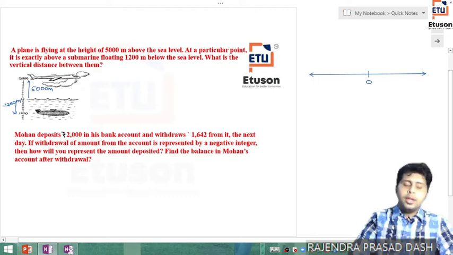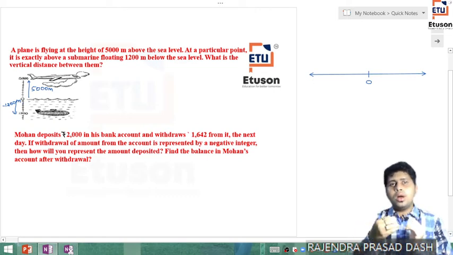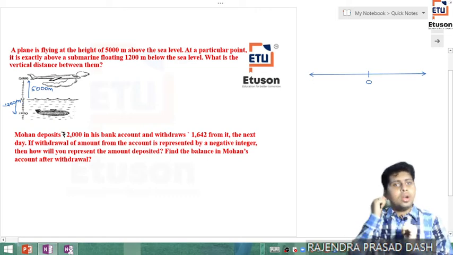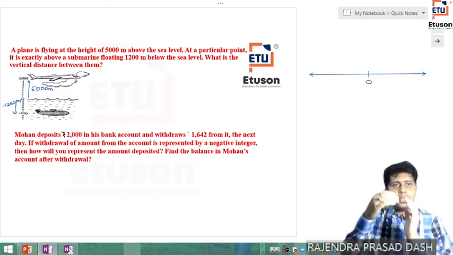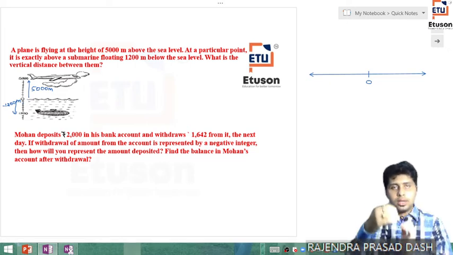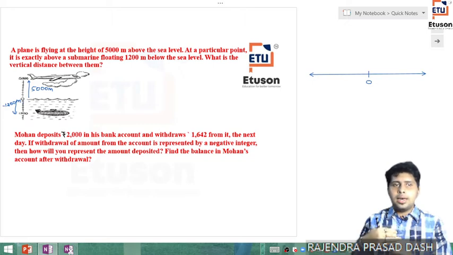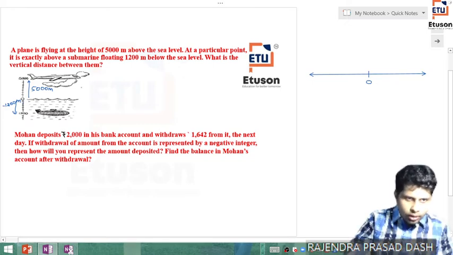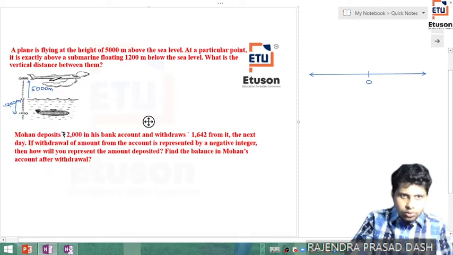Why? Because the submarine is under the water. That's why we have taken underwater, below the sea level, as negative. So this distance will be minus 1200 meters.